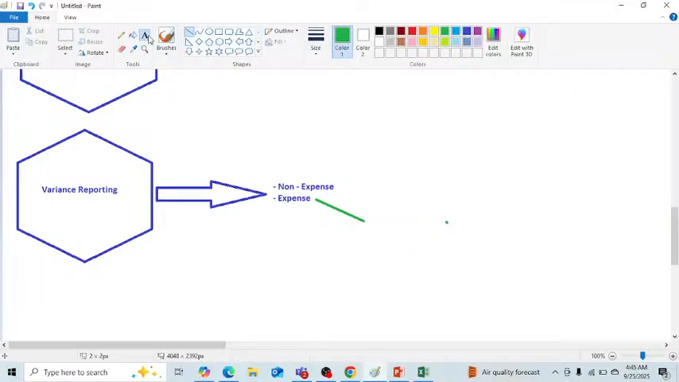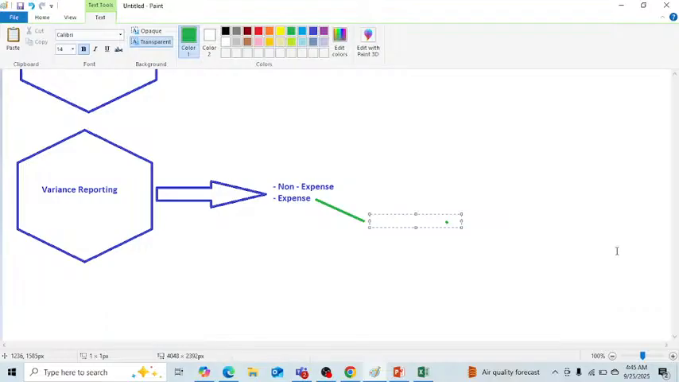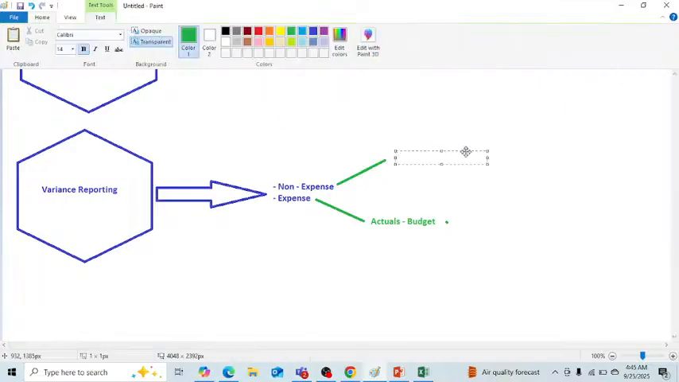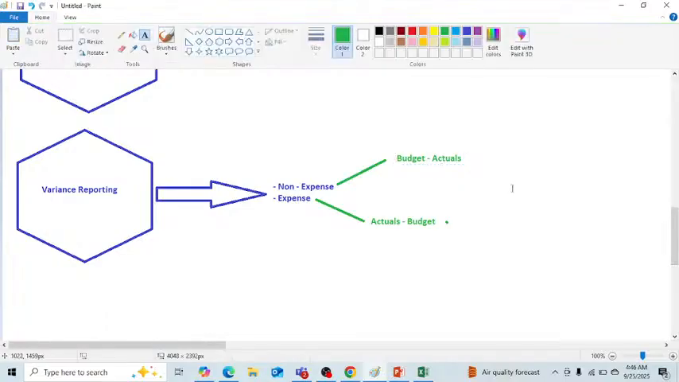Here we will take actuals minus budget, and under this one we will have budget minus actual. So this is the difference.